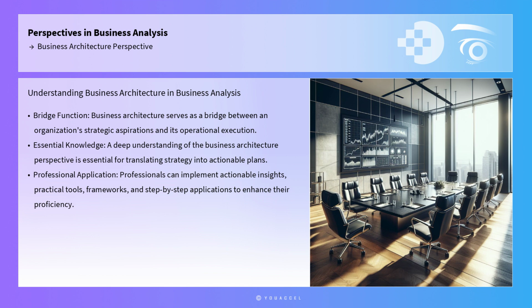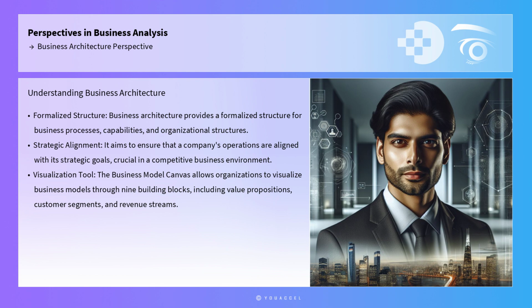This lesson explores the actionable insights, practical tools, frameworks, and step-by-step applications that professionals can implement to enhance their proficiency in business architecture. Business architecture provides a formalized structure for business processes, capabilities, and organizational structures. At its core, it aims to ensure that a company's operations are aligned with its strategic goals, which is crucial in a competitive business environment. Key frameworks such as the Business Model Canvas and the Zachman Framework for Enterprise Architecture facilitate this alignment.